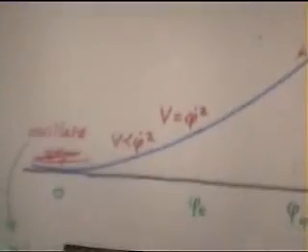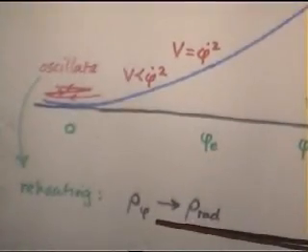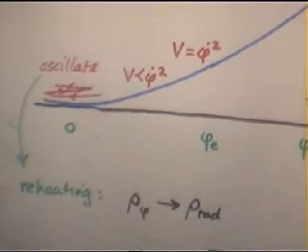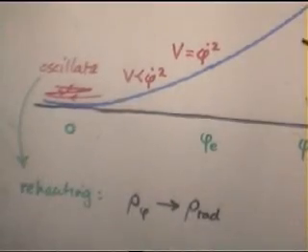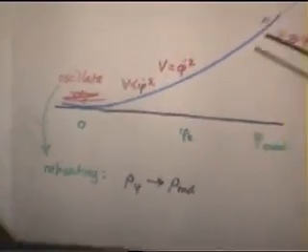And during these oscillations, what's actually happening is the energy density in the scalar field is being converted to radiation. This is the reheating that's going on. So that, in a nutshell, is the picture that I've been talking about.